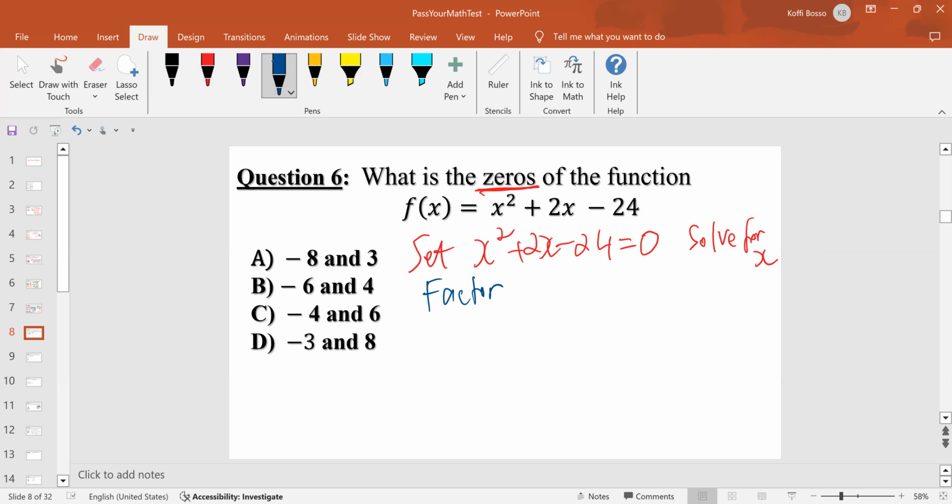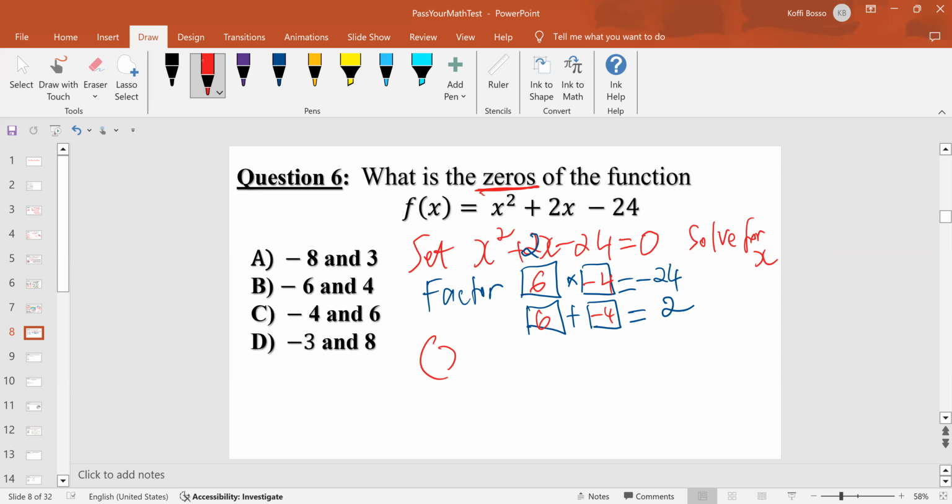So to factor the expression, try to find two numbers. When you multiply the two numbers, you get -24. You add the same two numbers, you get what? 2, which is the middle term here. Okay, so the two numbers here will be what? 6 and -4. Therefore, parenthesis, you have x plus 6, parenthesis x minus 4 equals 0. So the two numbers I found are this and this.